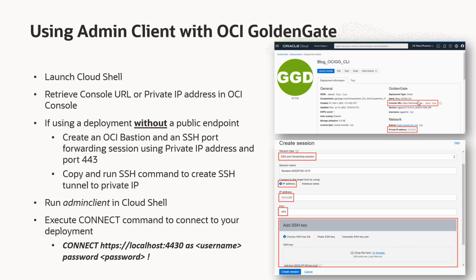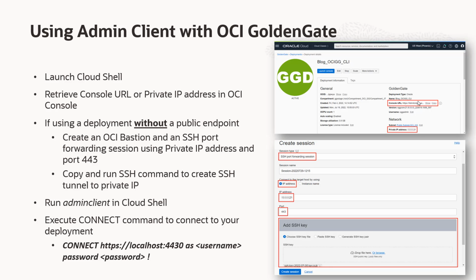To do so, we're going to use OCI Bastion, which is also a built-in service in OCI, and we're going to use it to set up an SSH tunnel, basically using an SSH command in the OCI console. And once we've done that, it's just some configuration steps that you have to perform, but it's going to take just a minute or so, and then we'll be able to run admin client in Cloud Shell, and we'll be able to connect to our deployment using the SSH tunnel.